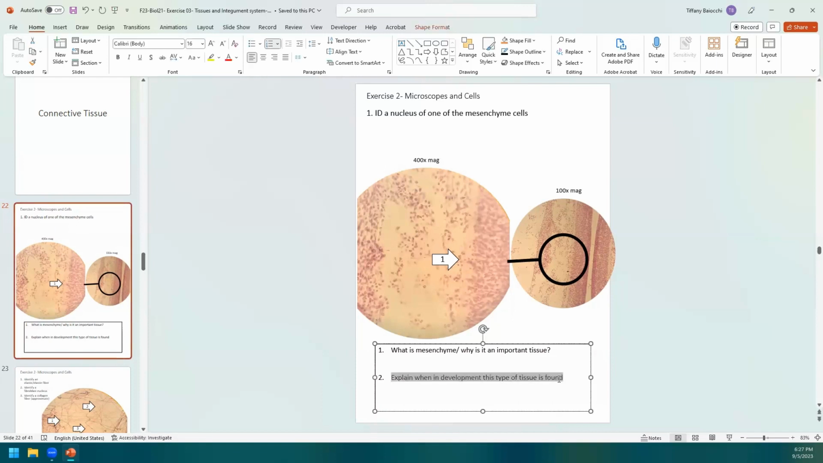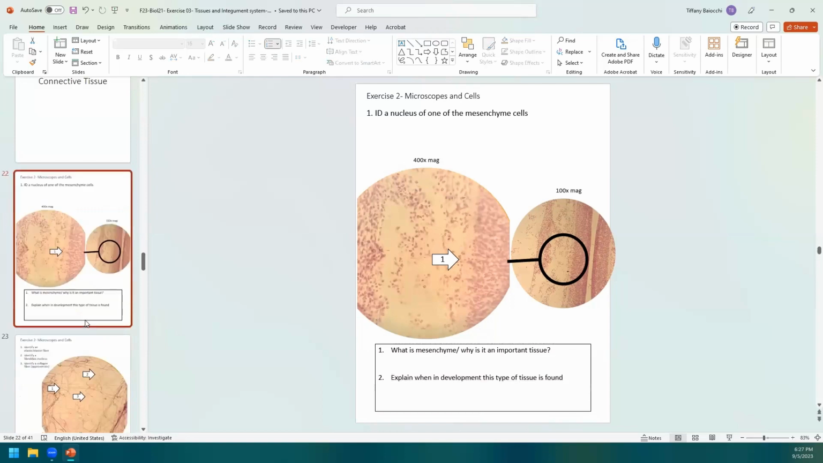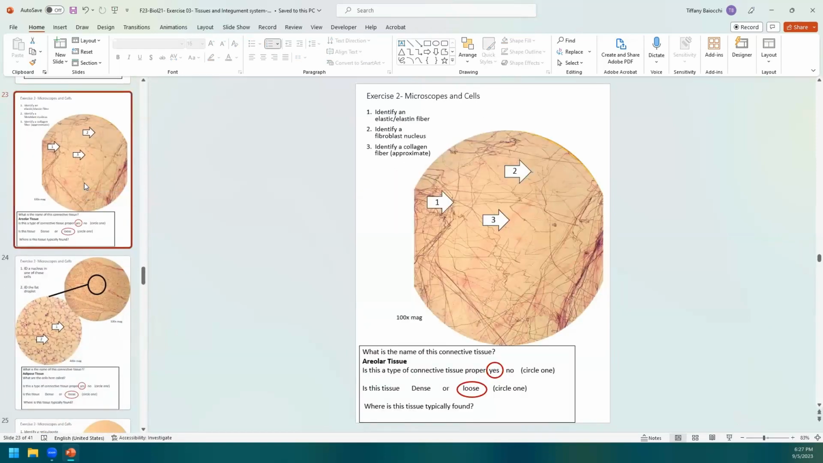When in development is this found? So this is found in embryonic development. All right, moving on to the first type of connective tissue. This is a connective tissue proper. There are only 6 types of connective tissue proper. This is areolar tissue. You could tell because it's very loose, and so we're going to designate it as a loose connective tissue proper. Has a bunch of different fibers, and we point out some of those.